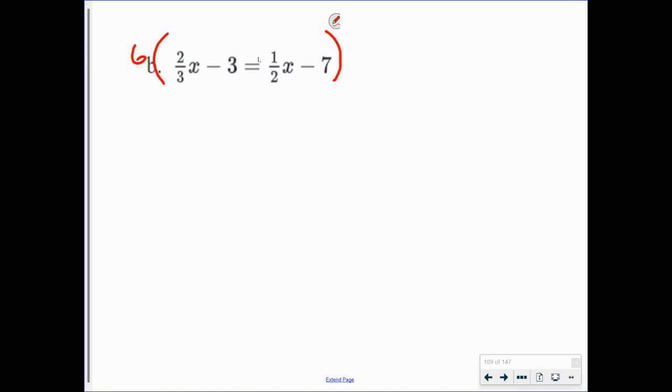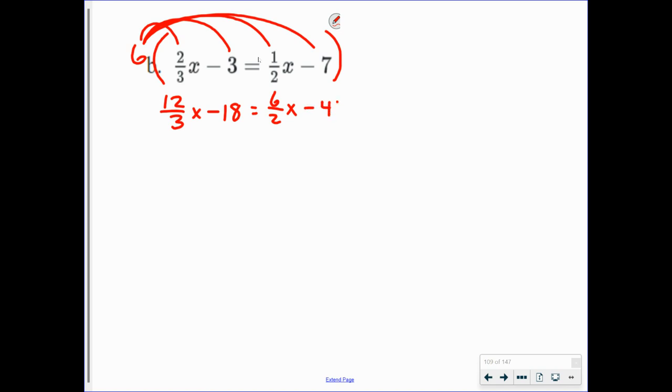Now, going back to the first problem, here is where I said that you could run into some issues if you try to do too much in your head. And I've seen many students make a lot of silly mistakes because they did stuff in their head. It would not be a bad idea to go ahead and multiply this and do 6 times 2 and get 12 over 3x. And then 6 times -3, which is -18, equals 6 times 1/2, which is 6 halves x, and 6 times -7, which is -42.